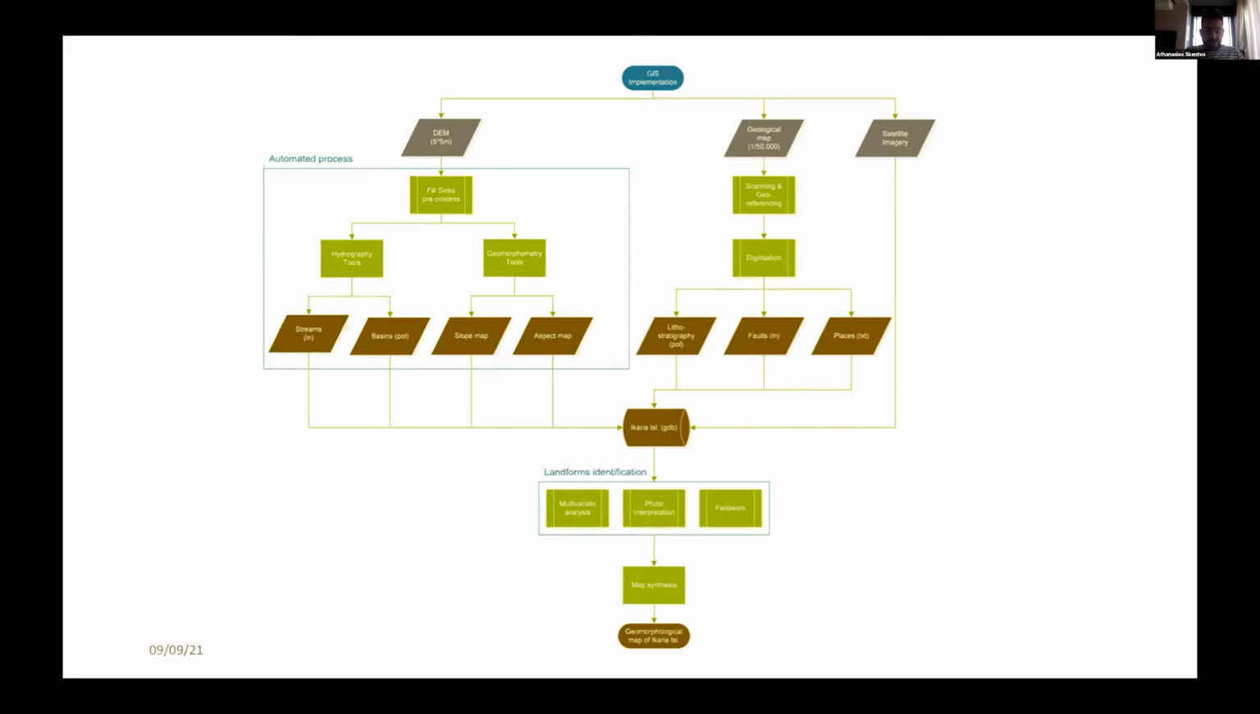So once the database was in place, then the landforms were identified. This was a semi-automated process, taking into consideration GIS automated techniques like TPI classification, conducting multivariate analysis by implementing if-else logic cases, and of course, a quality control by all information fed by satellite images and fieldwork.